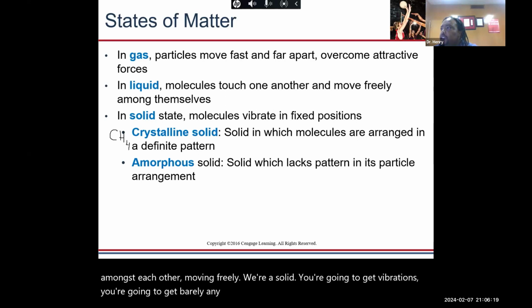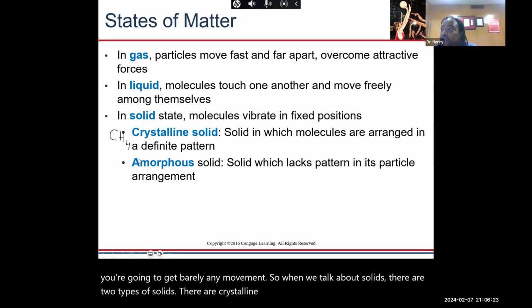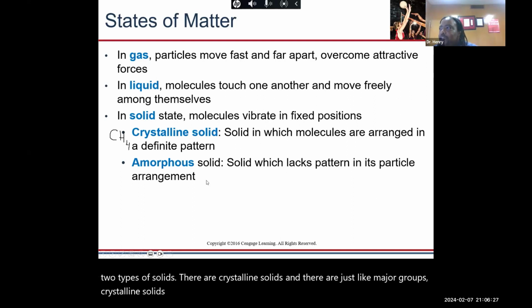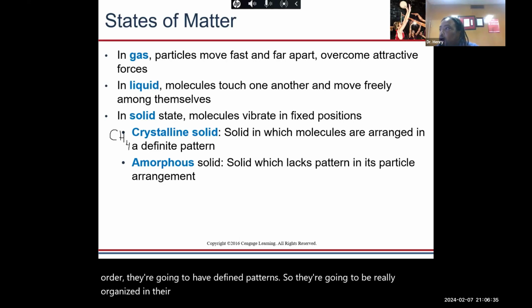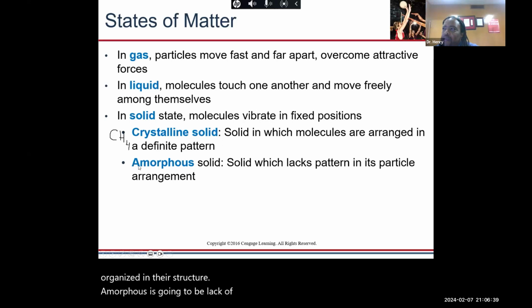When we talk about solids, there are two types, or I should say major groups: crystalline solids and amorphous. Crystalline solids are going to have order. They're going to have defined patterns, so they're really organized in their structure. Amorphous is going to be a lack of pattern. A means lack, morph means shape. So it's the lack of shape.